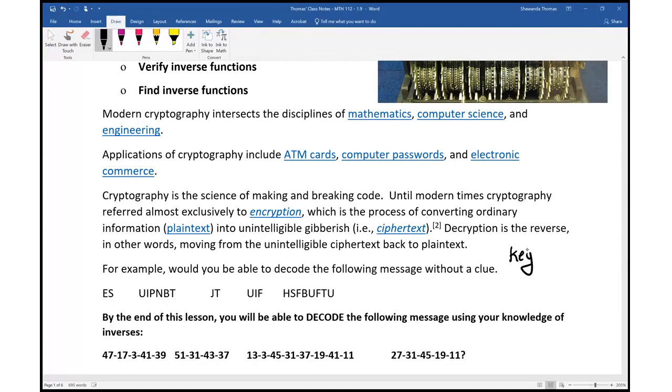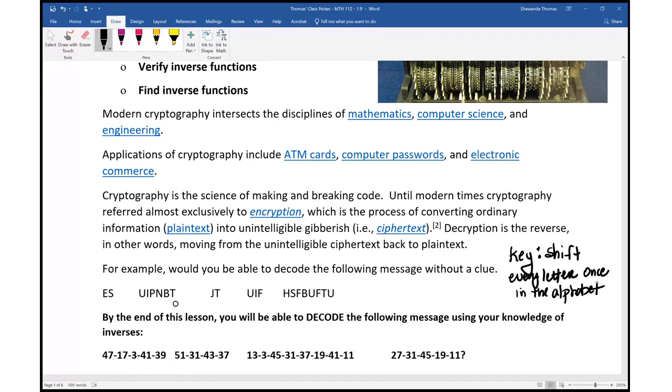to unlock the message, it would be shift every letter once in the alphabet. I'm not going to tell you how, but that's just my clue. So if you want to try it, I would say pause the video now. See if you can figure out what I mean by shift every letter once in the alphabet, and you will figure out what this says. So pause now and figure it out and then play.